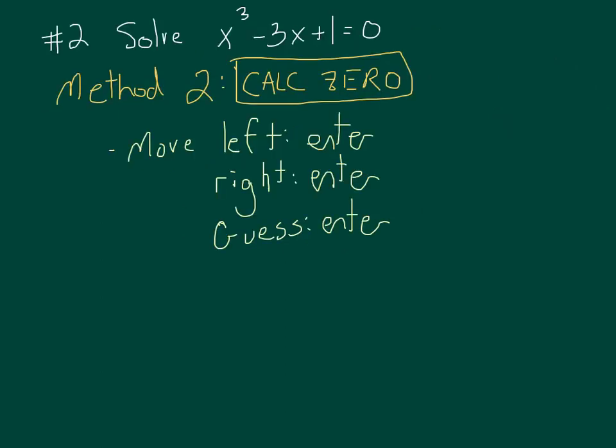Now, better than the trace feature is the calculate the zero feature. So I've given you a new function here. It's also a cubic, and we're going to use a different method to calculate the zeros. Instead of just approximating them, we're going to get a lot better idea of what they are using the calc feature of the calculator. Alright, so go ahead and type this into your calculator, and then graph it.